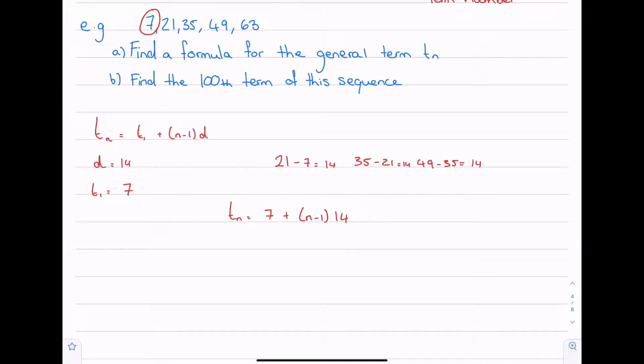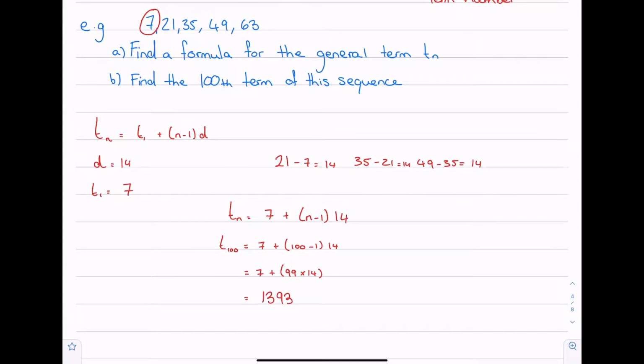Part B says find the 100th term of the sequence. It's very simple. Now we've done the hard work, all you need to do is put n as 100 because it's the 100th term. So T100 equals 7 plus 100 minus 1 times 14, which is 7 plus 99 times 14. Quickly popping that into my calculator, 7 plus 99 times 14 equals 1,393.